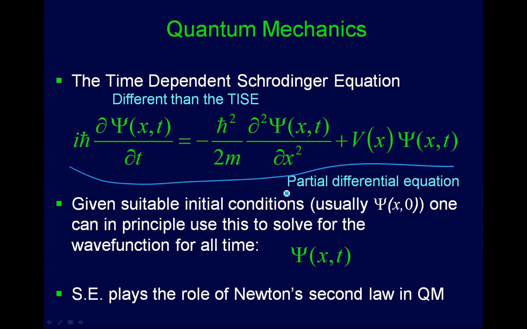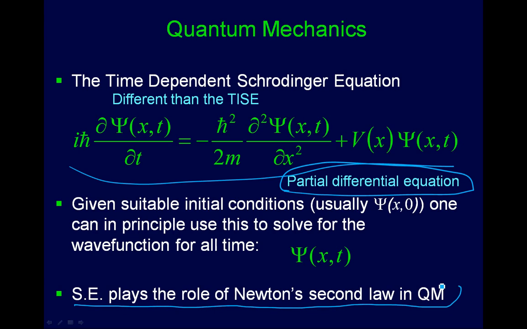Now this is a partial differential equation. You may not have ever seen one of these before, and so we're going to go through and show you how one tool physicists like to do to solve these kind of equations. But again, just to reiterate, the Schrodinger equation plays the role of Newton's second law.